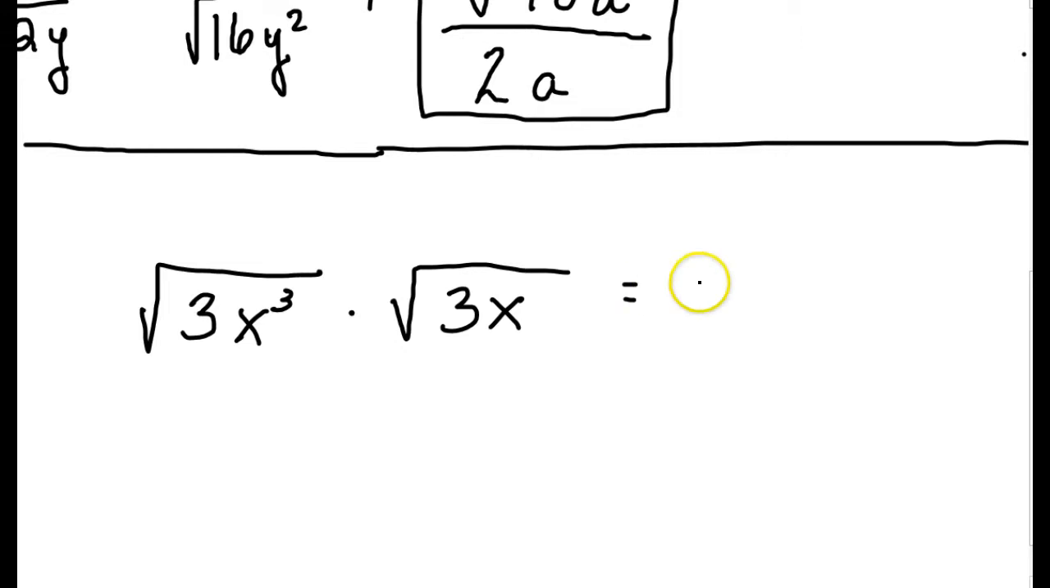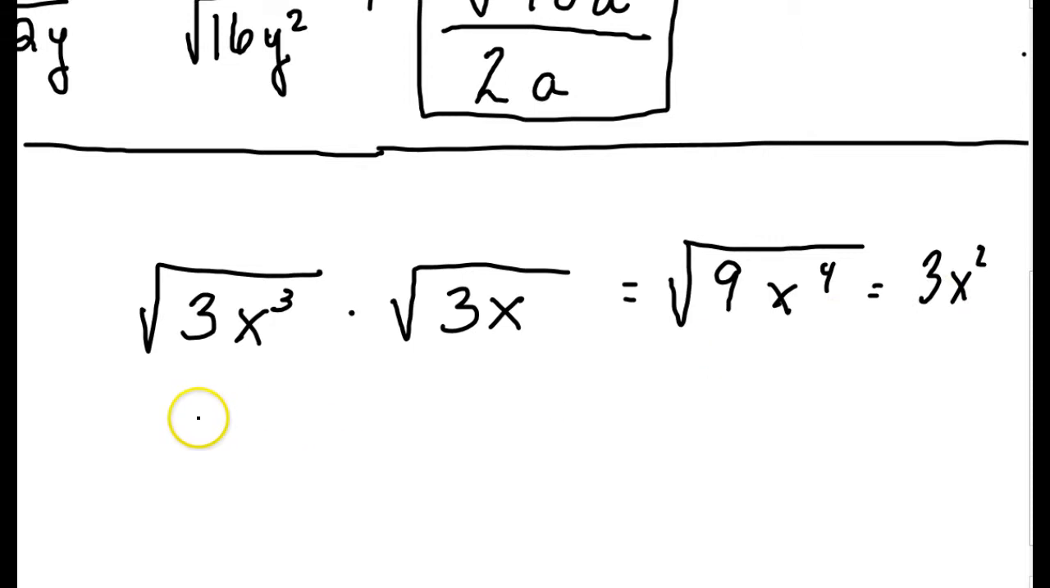So remember, when we're multiplying our radicals, you have a radical sign and then you multiply the radicands together. So we have 3 times 3 is 9, and then x cubed times x is x to the 4th. And what is the square root of 9x to the 4th? 3x squared. Does everybody see that? Understand how I got that? Okay, so now I'm going to give you another one.